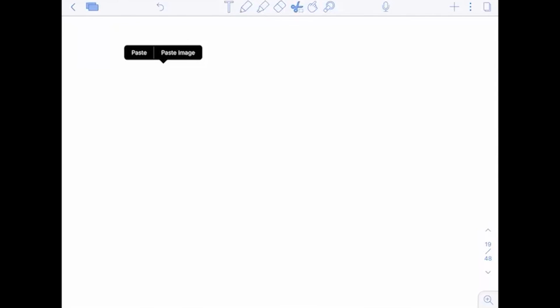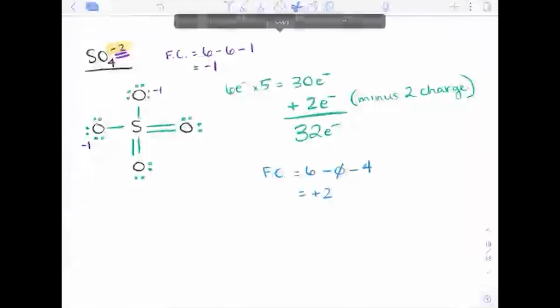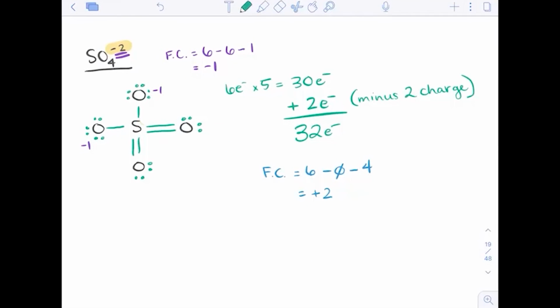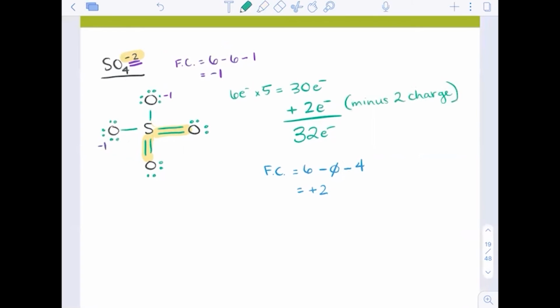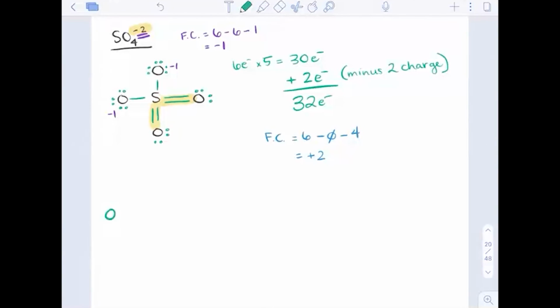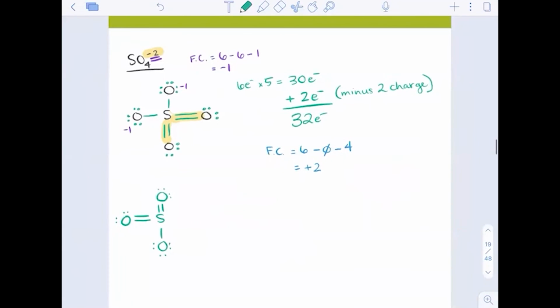So if we pop down and bring our example right back here, a lot of you could have probably said, well, why did you choose these 2 oxygens? Was there a reason? And the answer is no. I could have chosen any 2 oxygens to make my formal charge decrease. So if you drew this structure for SO4 -2, you would have had what we call a resonance structure.